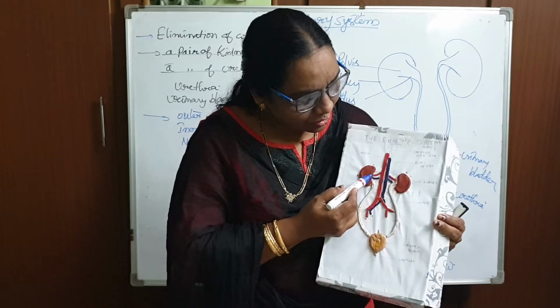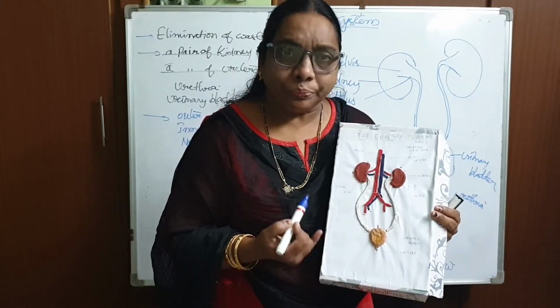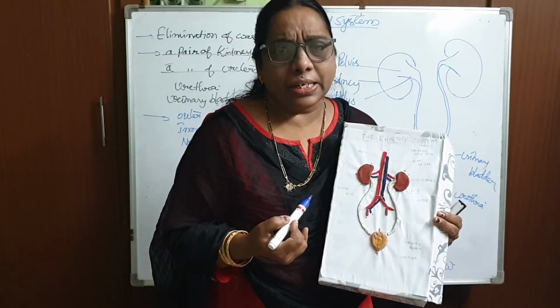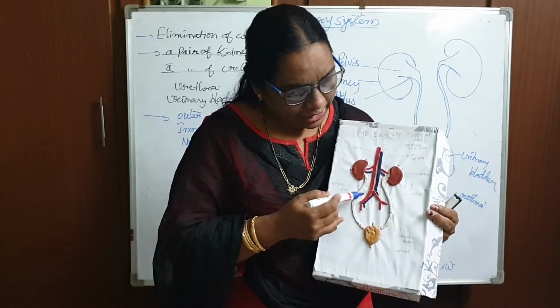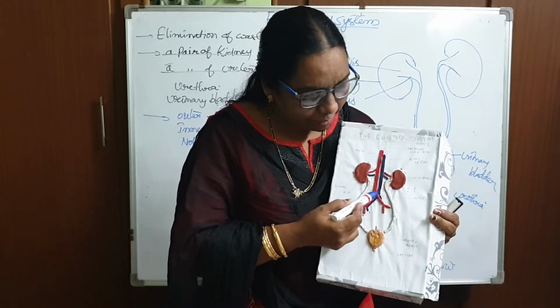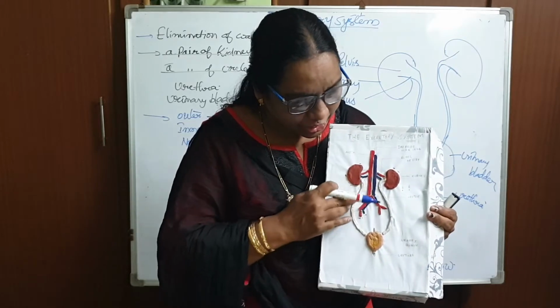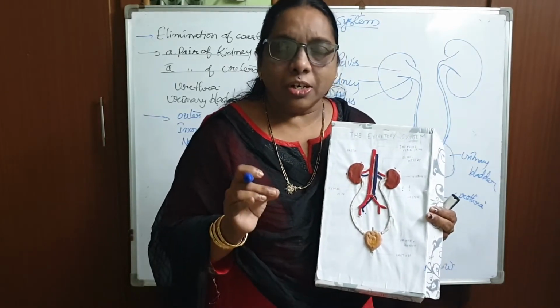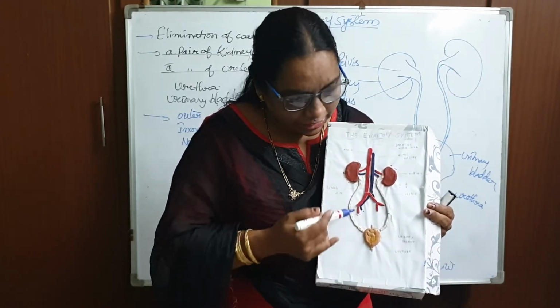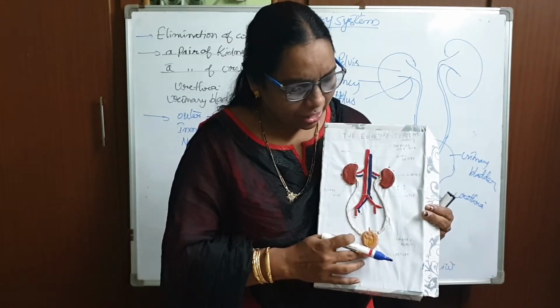Okay, from this we are seeing the red one is the renal vein and the blue one is the renal artery, deoxygenated blood and oxygenated blood. From this pair, we are seeing the ureters. The ureters are whitish in color and they open into the urinary bladder. The urinary bladder ends with the urethra.